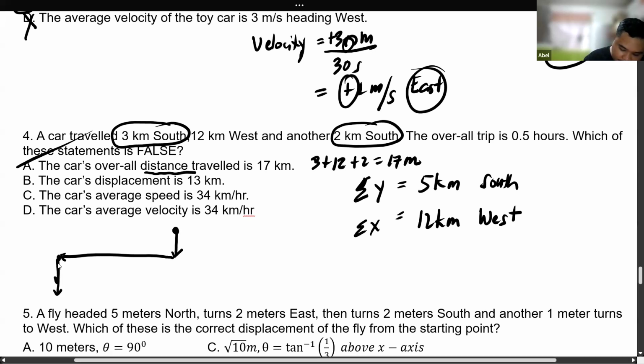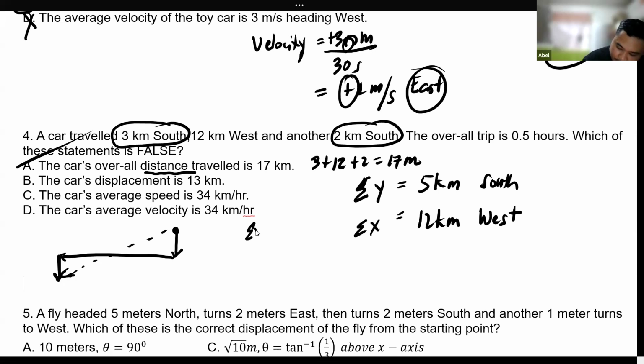Okay, so this one is the 2 kilometers. Say for example, this one is 2 kilometers. So just a bit of graph here. And so the displacement will be like this. Now, if you're gonna look for the summation of all the y here, the y would be like this, right? And the summation, that one would be 5.